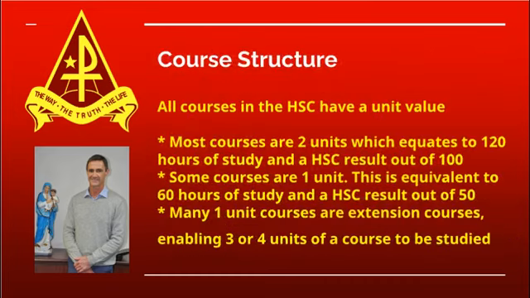All courses studied in Stage 6 have a unit value. 1 unit is equivalent to 60 hours of study and a HSC result out of 50. Most courses are 2 units in value. This is equivalent to 120 hours of study and a HSC result out of 100. Some 1-unit courses are extension courses, enabling 3 or 4 units of a course to be studied.